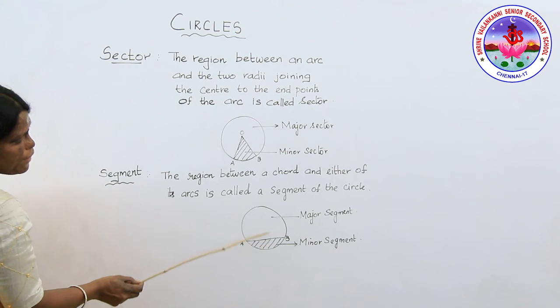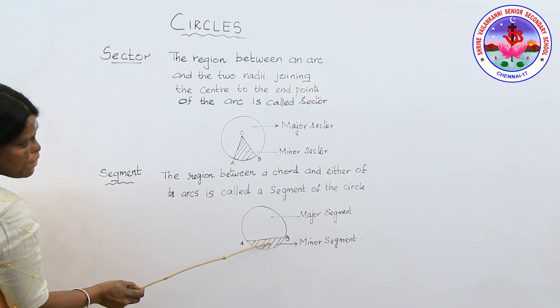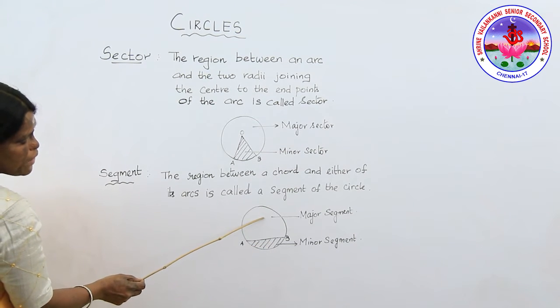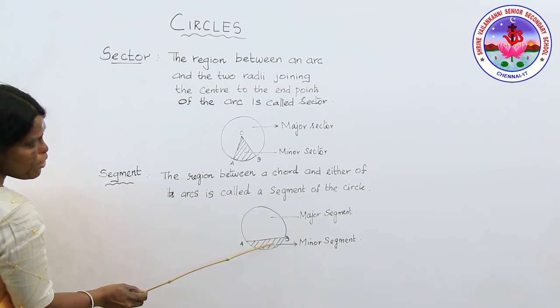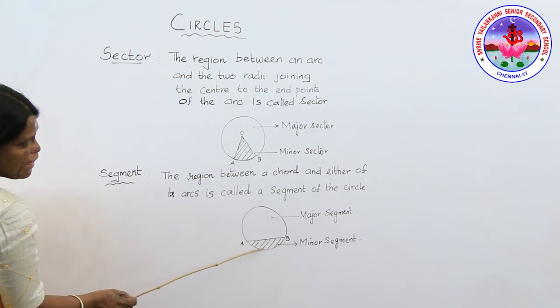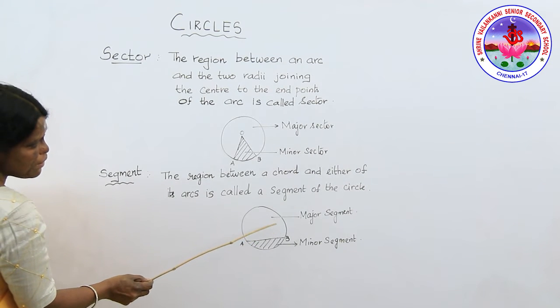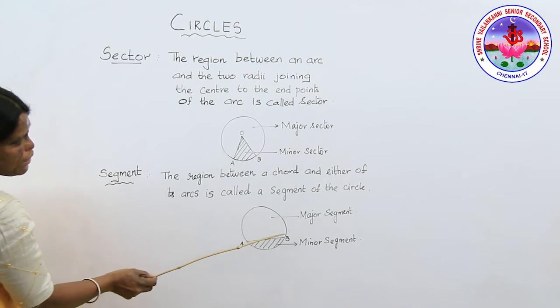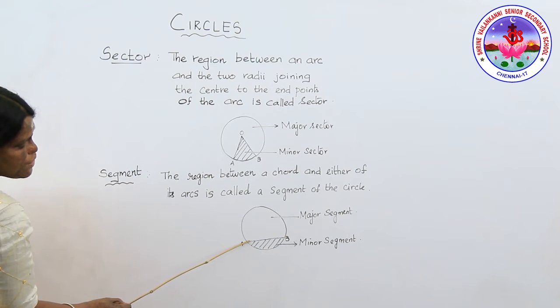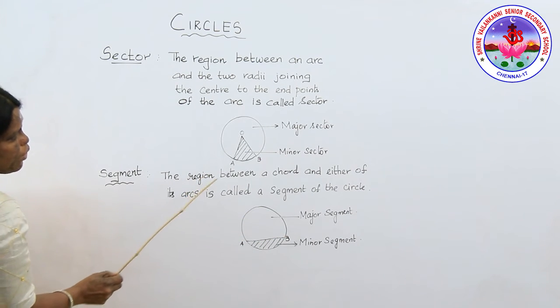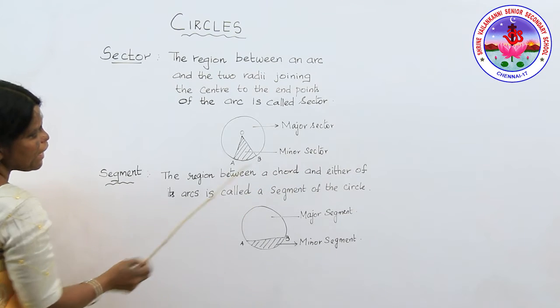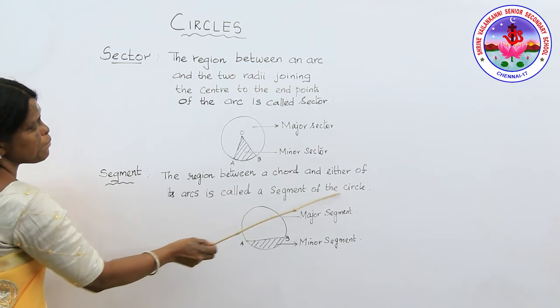So here we define two segments. One is a minor segment, the other is a major segment. The minor segment is the smaller region occupied between an arc and the chord, and the major segment is occupied between a chord and the major arc of the circle. So the portion occupied between a chord and an arc is called a segment of the circle.